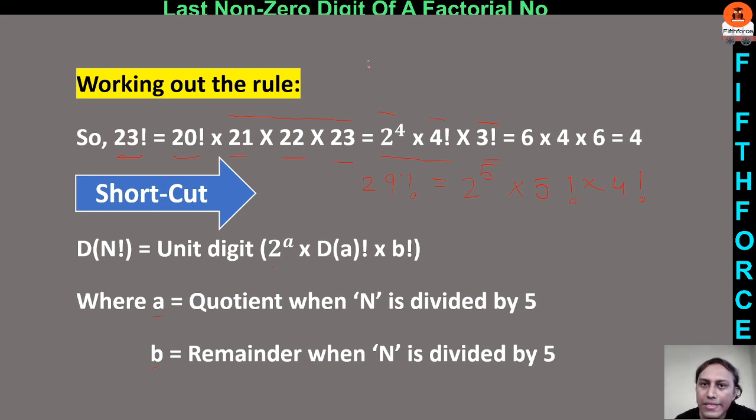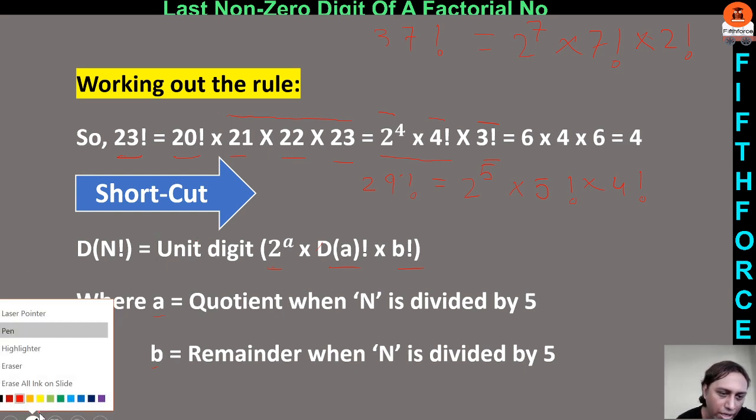For example, 37 factorial. 37 divided by 5, quotient is 7, right? 2 power 7 into 7 factorial, that is your this part. If it is a big number, you need to do it again, right? Rightmost non-zero digit. Into the remainder, 37 divided by 5, remainder is 2, so it must be 2 factorial. Here, it is the B. So, now we know the approach how to find out rightmost non-zero digit of any given number.